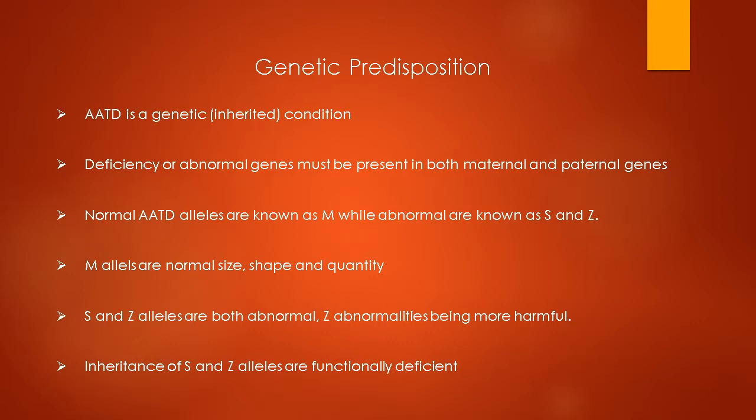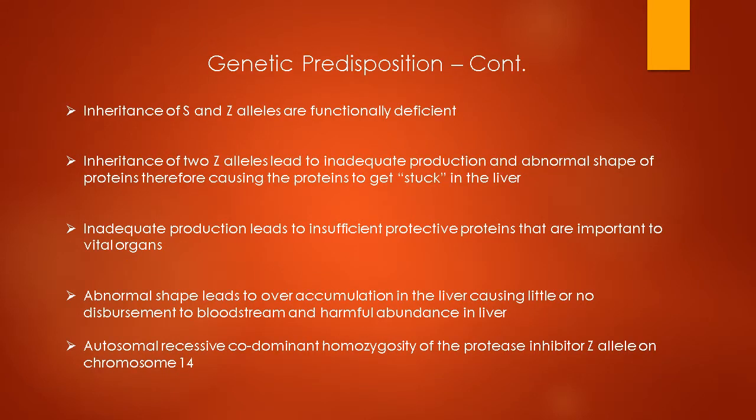Inheritance of two S alleles can be functionally deficient. An inheritance of an S and a Z allele, meaning an S from the maternal and a Z from the paternal, can also be functionally deficient. The inheritance of two Z alleles is what leads to the inadequate production and the abnormal shape of the protein, therefore causing it to get stuck in the liver.